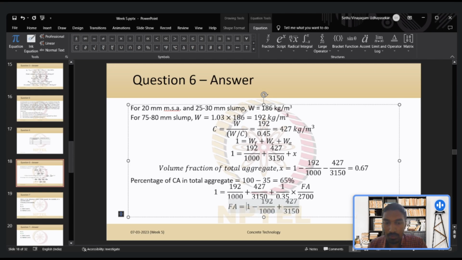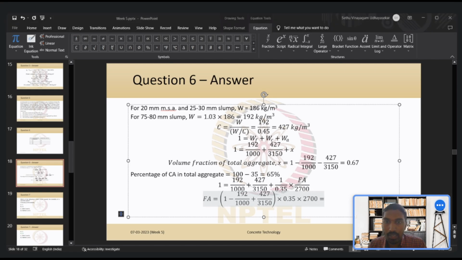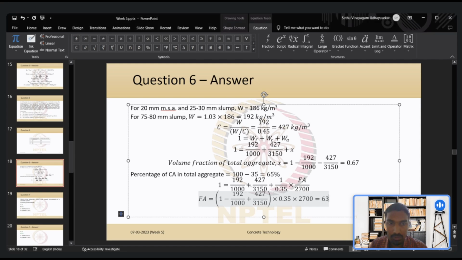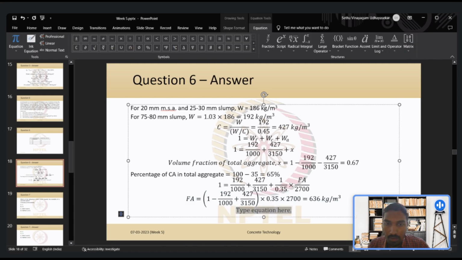This whole thing will be multiplied by 0.35 multiplied by 2700, right? So if we calculate it, this will give us the total quantity of the fine aggregates, which will be approximately 636 kilograms per meter cubed. Okay, so in a similar fashion we can find out the coarse aggregate content as well.